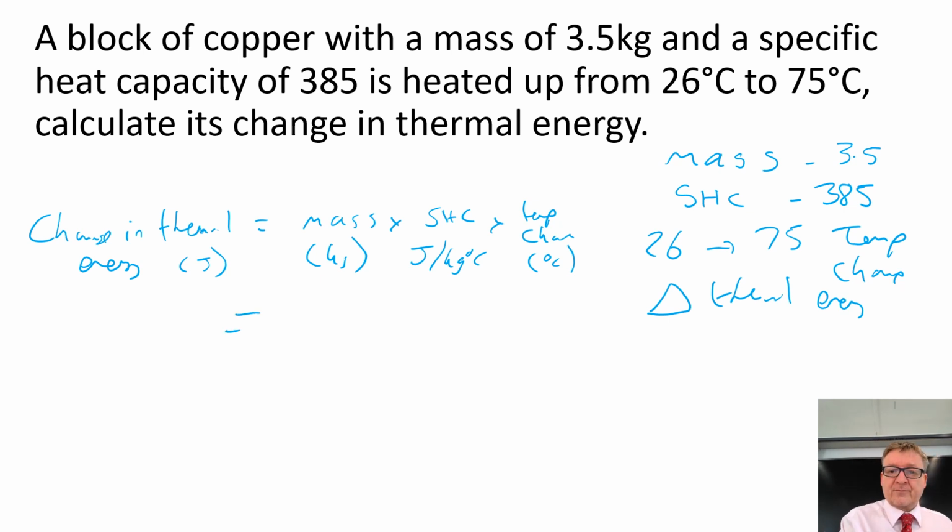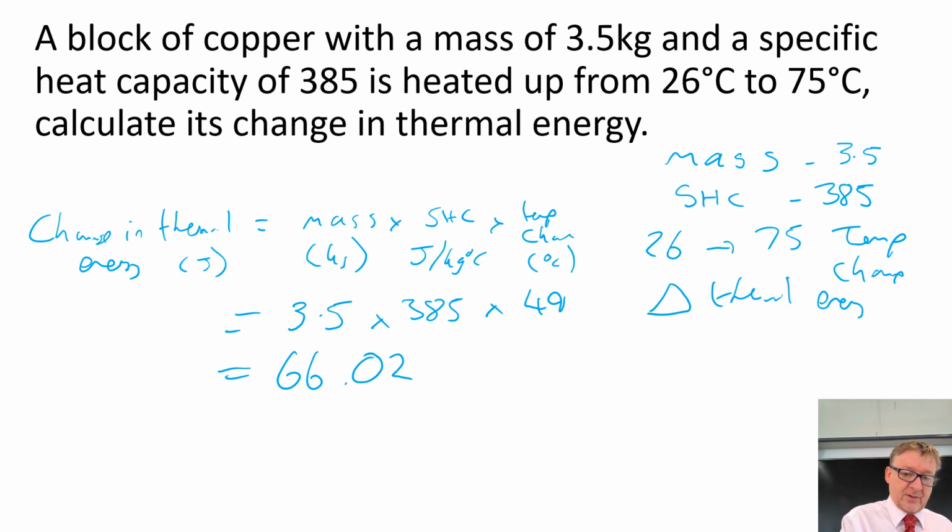Substitute in: mass 3.5, it's in kilograms, so we go with that. Specific heat capacity is 385 times temperature change, so we do 75 take away 26, which is 49. Then you obviously use a calculator, because you have a calculator in every exam. You will get 66,027.5 joules.